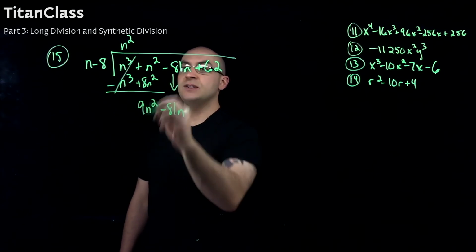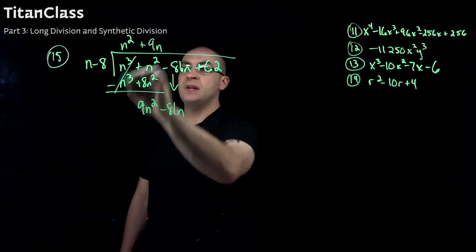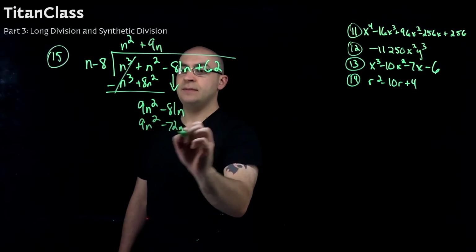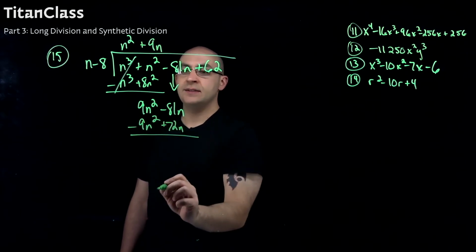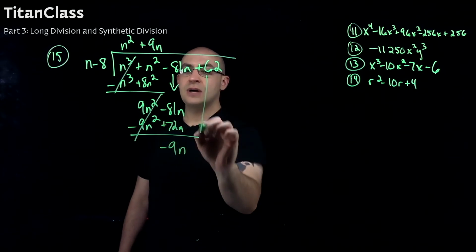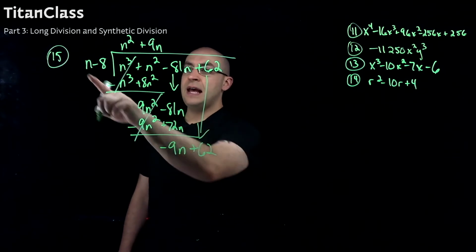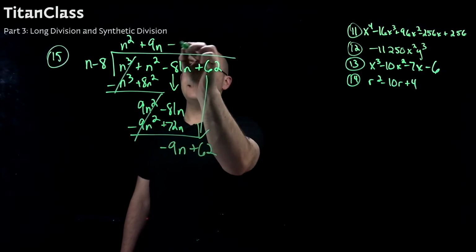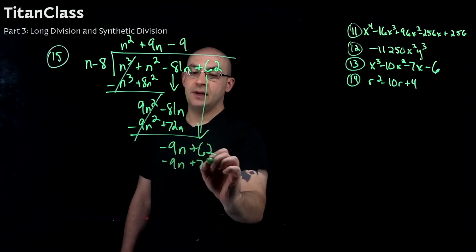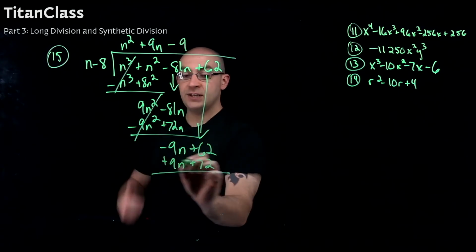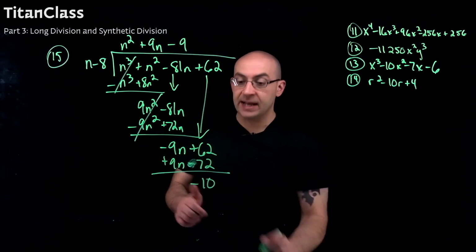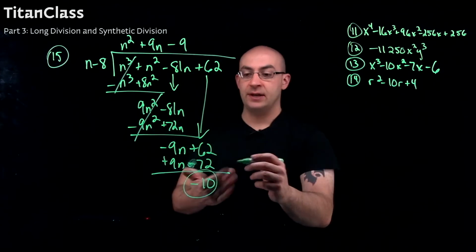n fits into 9n squared 9n times. Multiply back through, negative 72n. Change both signs. Cancels, negative 9n. Drop the 62 down. n fits into negative 9n negative 9 times. Multiply through, and changing both signs, I get a negative 10. Now, the negative 10 is the remainder because there's nothing else that I can create to drop down.